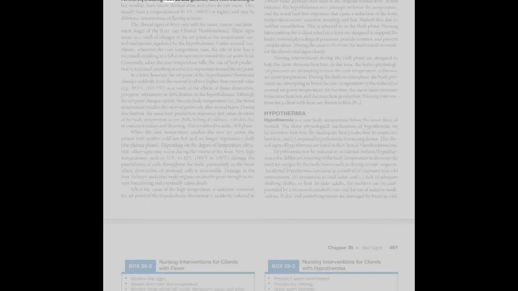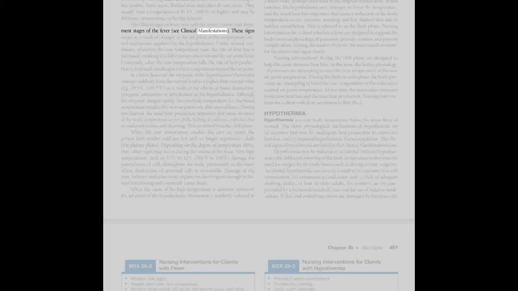Persons experiencing heat stroke generally have been exercising in hot weather, have warm, flushed skin, and often do not sweat. They usually have a temperature of 41.1 degrees Celsius (106 degrees Fahrenheit) or higher, and may be delirious, unconscious, or having seizures. The clinical signs of fever vary with the onset, course, and abatement stages of the fever.